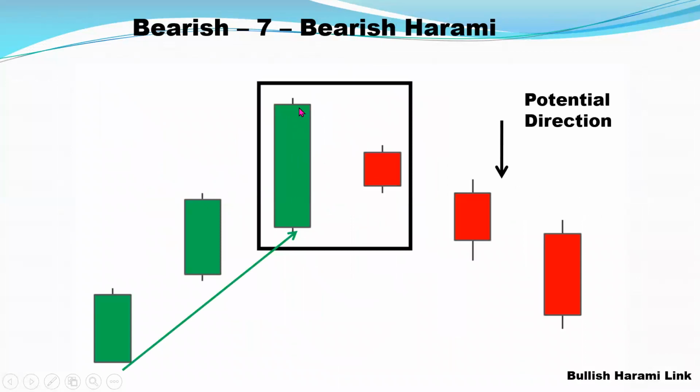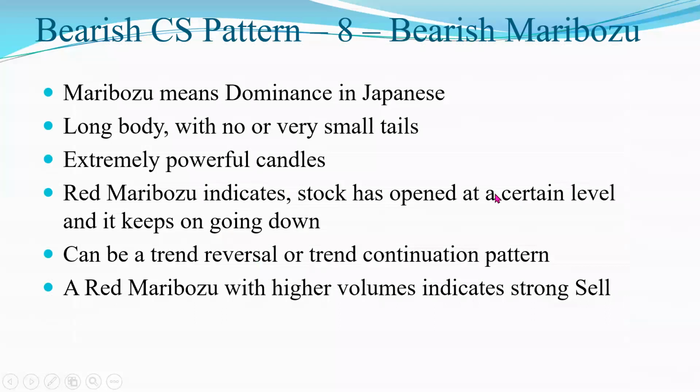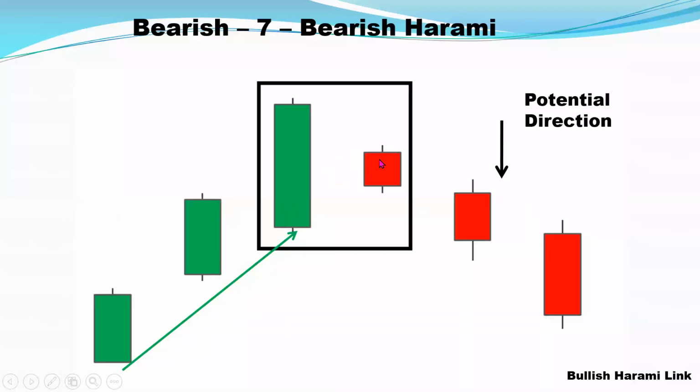Harami, it is nothing but a pregnant woman. So a green candle and a small red candle. This is the stomach of the pregnant woman, and that is how a bearish kind of pattern is indicated. And then on the second day we find that a red candle is formed, and the third day also is red. So it is indicating a potential downward direction.